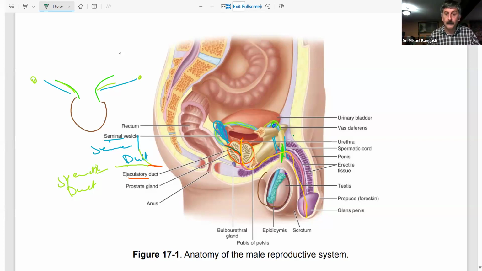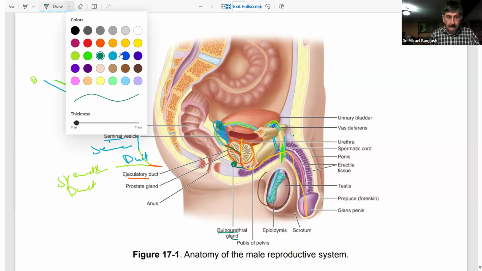But then we have this small gland that we call the bulbourethral gland, which I mean said produced an alkaline secretion. That means it will meet semen from the seminal vesicle, in which the sperms were swimming.